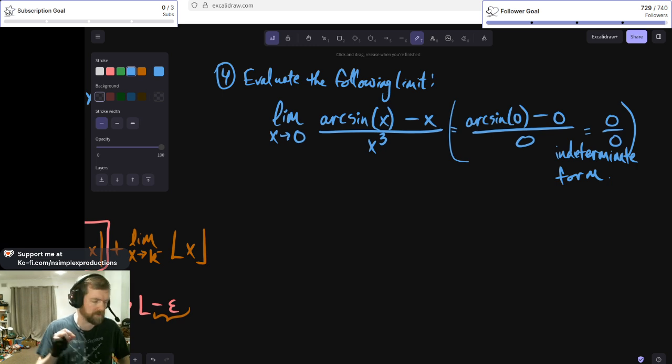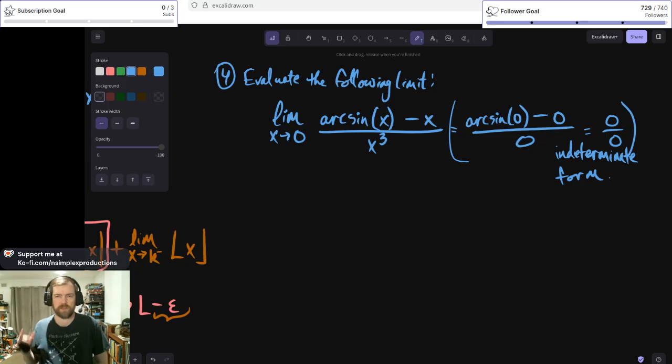Now, if the denominator goes to a small number faster, which I think is the case in this case, then we should get something that blows up to infinity.